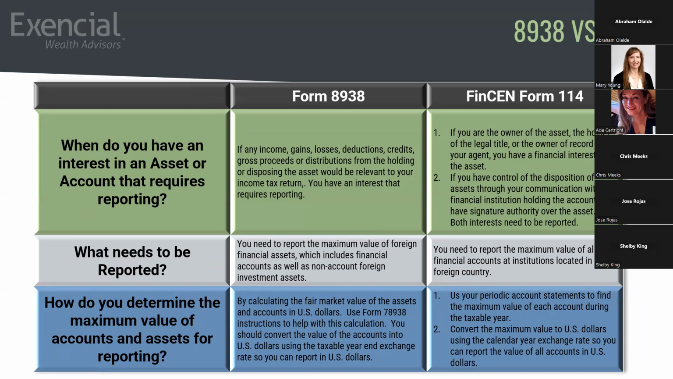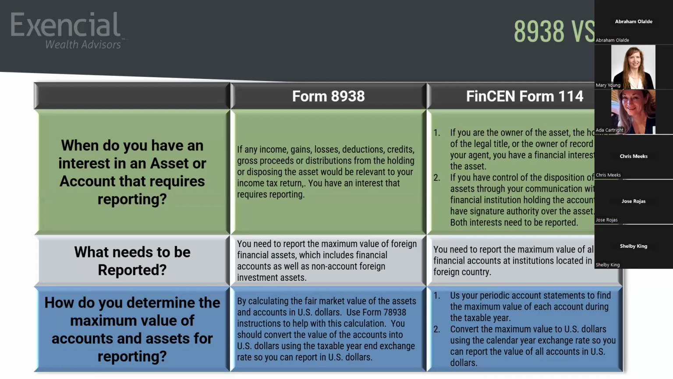Why do we have an interest in an asset or account that requires reporting? For 8938, if any income, gains, losses, deductions, credit, gross proceeds, or distributions from the holding or disposing of the asset will be relevant to your income tax return, you have an interest that requires reporting. And for FinCEN Form 114, if you are the owner of the asset, the holder of legal title, or the owner of record is your agent, you have a financial interest in the asset. If you have control of the disposition of assets through your communication with the financial institution holding the account, you have signatory authority over the assets. Both interests need to be reported.